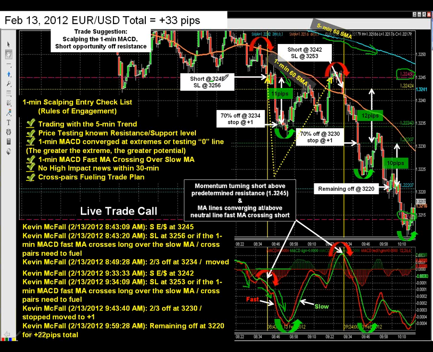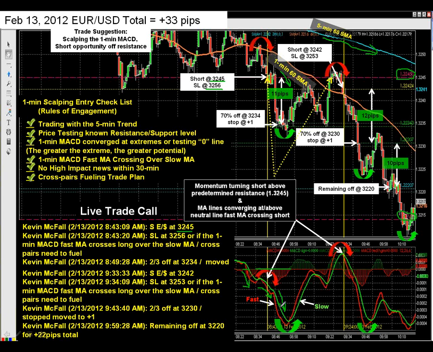So we get into this trade at 32.45 short, with our stop loss at 32.56. Here's the live trade call at 32.45. Here we enter the trade, and we put a 10 pip stop loss. It's all we ever place on these scalping trades. And then we allow the momentum as we get divergence here.